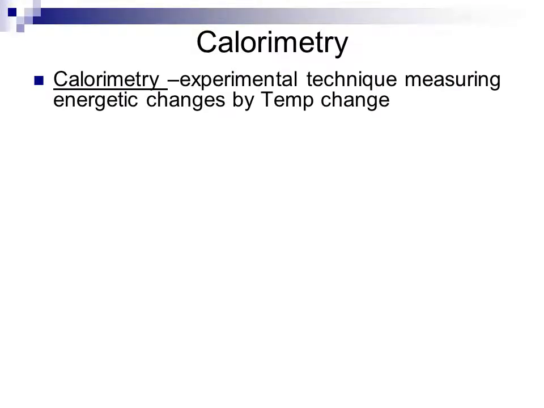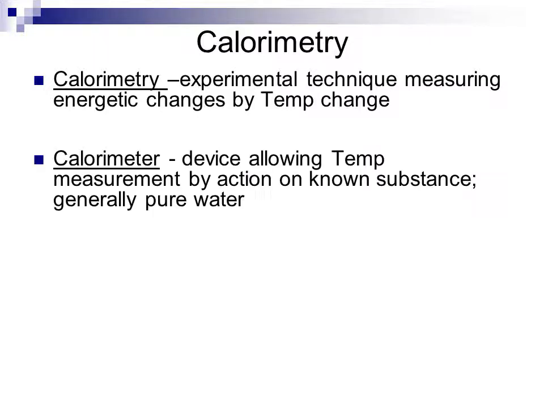Calorimetry Part 1. Now, calorimetry is a process by which we can use experimental techniques to measure energetic changes in a substance through observable changes in temperature. This generally relies on the use of a calorimeter. A calorimeter is a device that allows the temperature measurements to be made through some sort of action or process on a known substance, which is generally pure water.